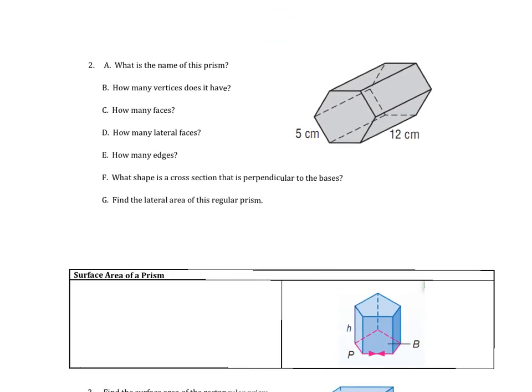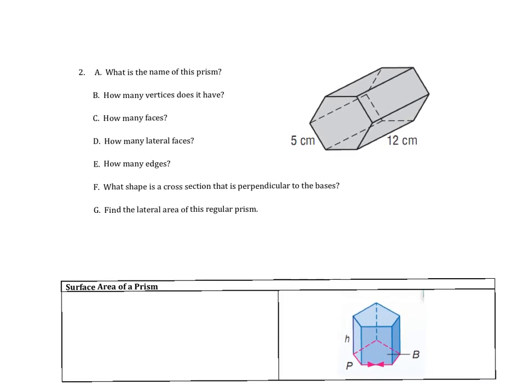So here, this is a hexagonal prism. All right, so you can start filling that in. So this is going to be a hexagon prism. How many vertices does it have? How many corners? That's going to be 12. How many faces? There's going to be 8. How many lateral faces? 6. Lateral faces end up being all of your rectangles going around the shape.